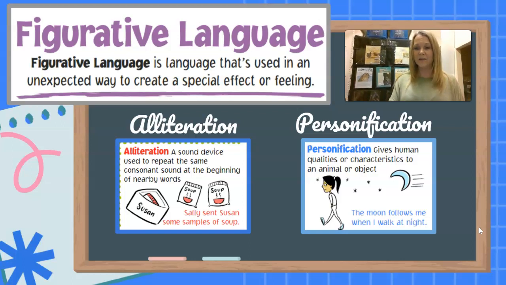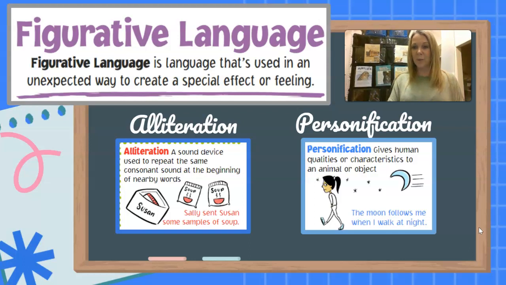Alliteration is a sound device that uses the same consonant sound at the beginning of nearby words. Look at the example. Sally sent Susan some samples of soup. You can clearly hear that S sound at the beginning of all of these nearby words. This is the clue we look for when we are trying to identify examples of alliteration within poetry or other forms of text. Next, we have personification.